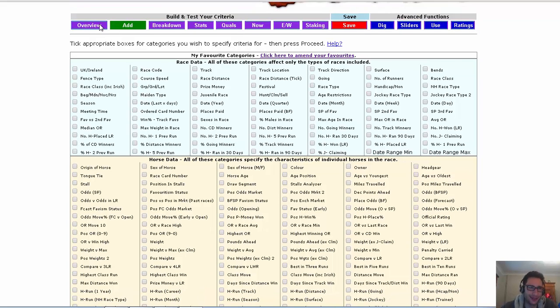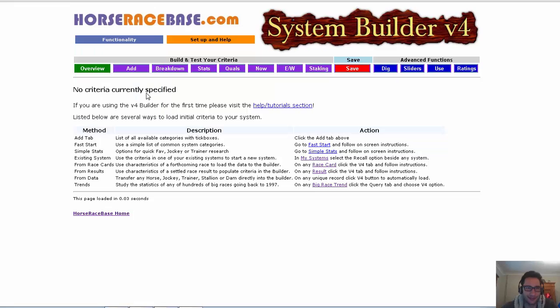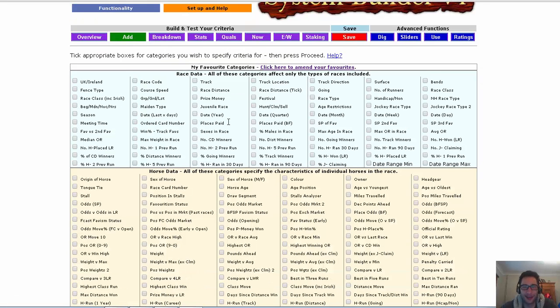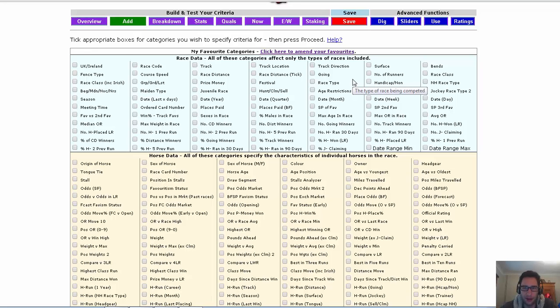Right, so yes, we've got overview. That's just opening up the system builder, V4 system builder. Going to add, so I want a starting set, which for this case is going to be race code, because I'm going to look at jumps racing. I always start off with handicaps and non-handicaps, and then if I find a trainer I can always go out and then look back in at their record with certain non-handicap runners as well.